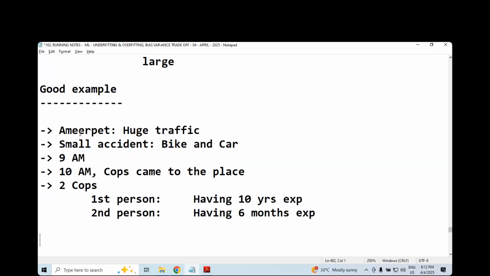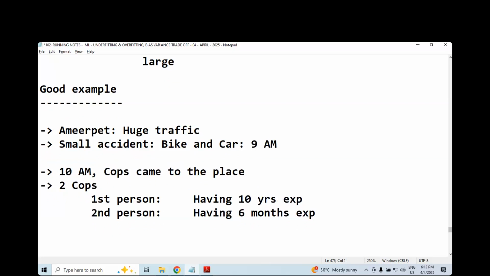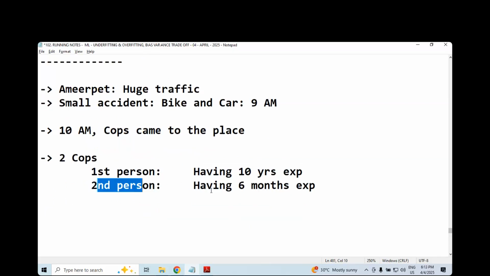In Amirpet, think like there is one small accident. Exactly, the incident happened at 9 a.m. Then at 10 a.m. cops came. Immediately they will not come, right? They will finish their breakfast. I'm sorry for kidding. Next, the first person is having 10 years of experience. The second person is having what exactly?